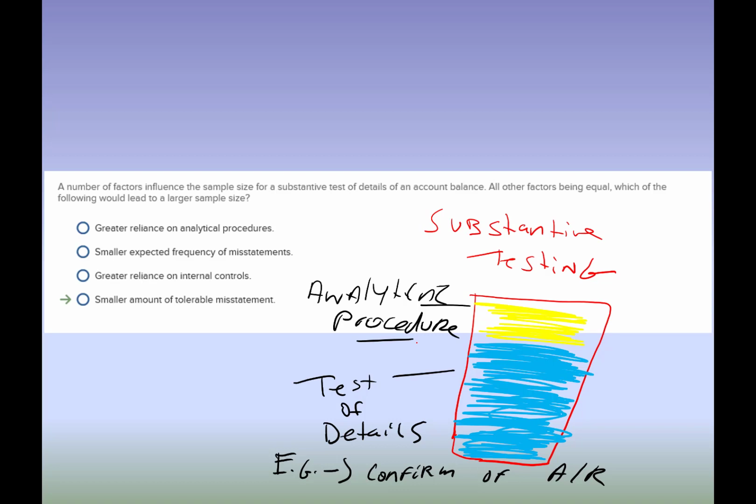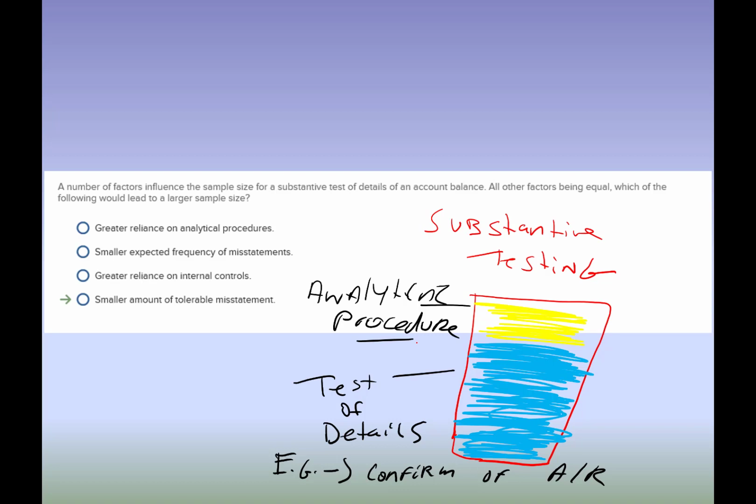Smaller expected frequency of misstatements? No. The more misstatements, the bigger our sample size. We said that was an inverse relationship, wasn't it? Greater reliance on internal controls. Well, what happens? If our control risk is low, then we can have a smaller sample size, right? So if we're having greater reliance on the internal controls, that's not going to lead to a larger sample size. That's going to give us a smaller sample size. Lower control risk, smaller sample size for our substantive testing.